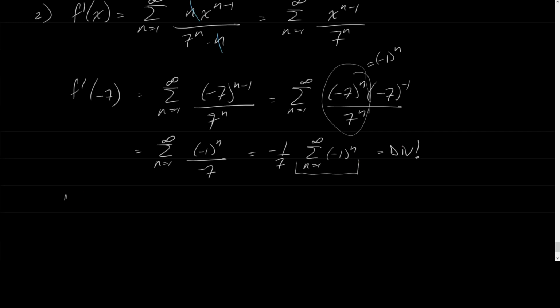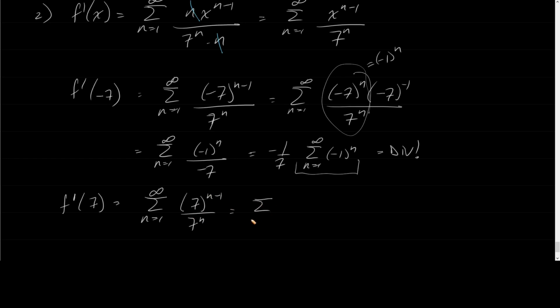And now let's figure out what happens at the other endpoint, f prime of +7. Well, we're going to get the series from 1 to infinity of 7 to the n minus 1 over 7 to the n. And here, well, what is this going to give us?